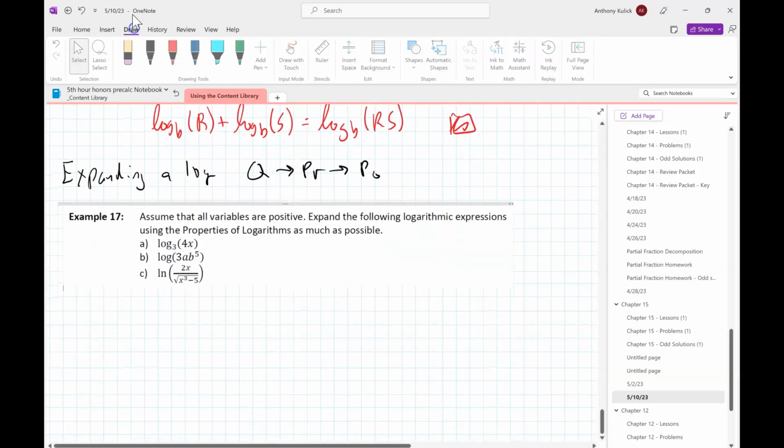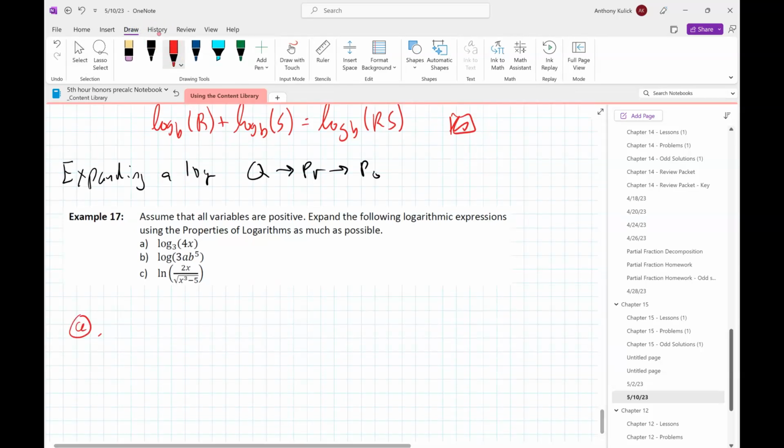So here's some quick examples of doing this. I think after we work these examples, it's probably our stopping point for the day. We'll finish up logs next time, but that's not a big deal.